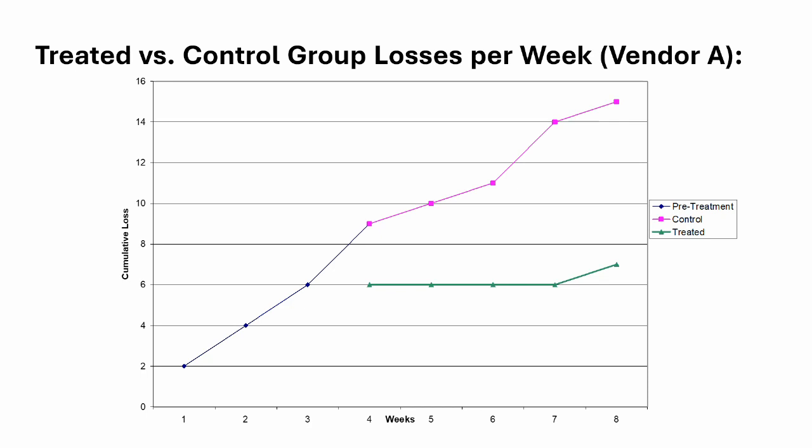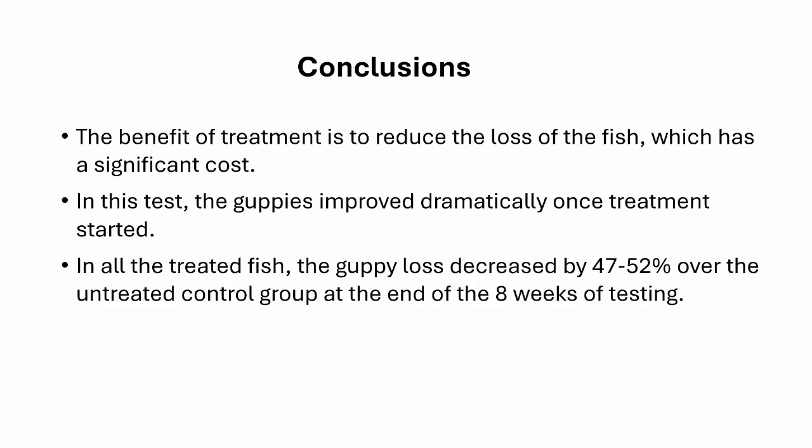Whereas once they were treated, we could reduce the loss significantly. So the benefit of treatment is to reduce the loss in the fish, which has a significant cost when you're buying fish to sell, but then those fish die rather than being sold. And the guppies improved dramatically once we started treating the fish. So in all the treated fish, the guppy loss decreased by 47 to 52% depending on color variety, compared to the same color variety in the control group at the end of 8 weeks of testing.